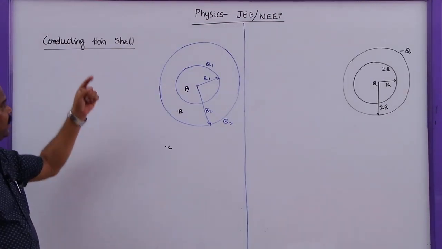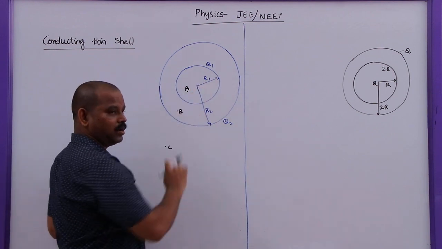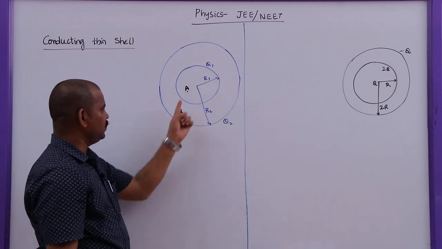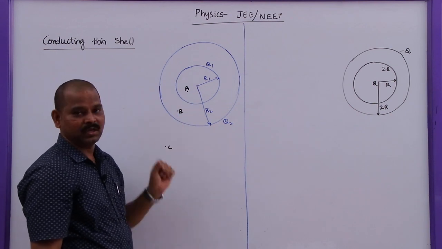Here in conducting thin shells, I have taken 2 shells of radii r1 and r2 with the points A, B, C. A within the first shell, B between the 2 shells, C outside the system.